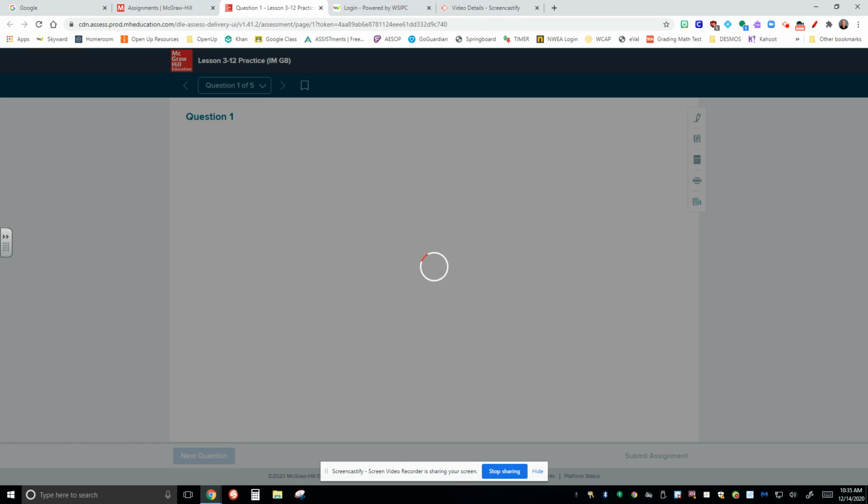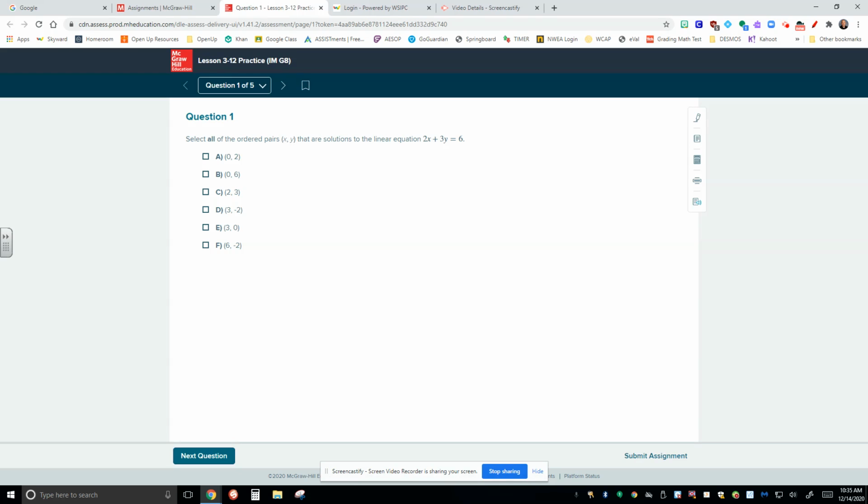Let's get started. Problem number 1 is going to reflect directly on our lesson today, talking about if an ordered pair is a solution to a linear equation. Remember that a solution is going to make the equation true. So the solution is any ordered pair, x and y, that makes the equation true. So what we need to do with this is take each one of these ordered pairs and substitute the values in for x and y.